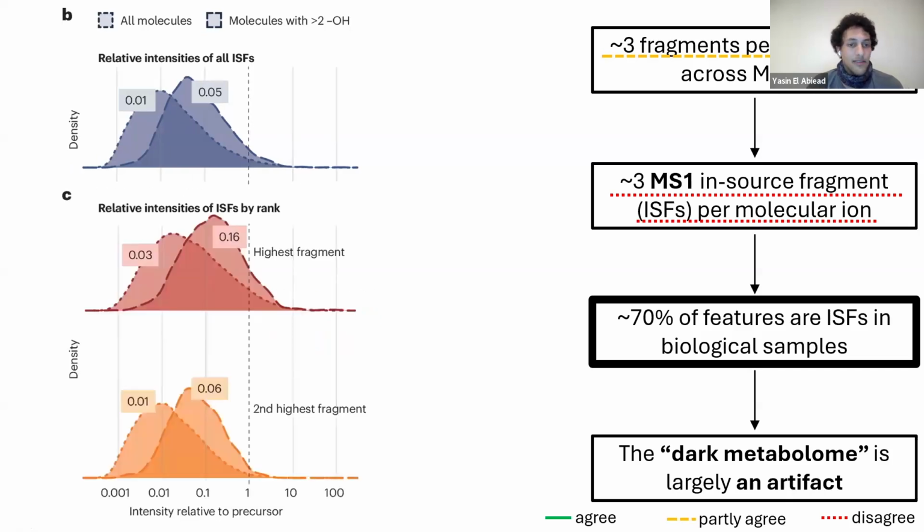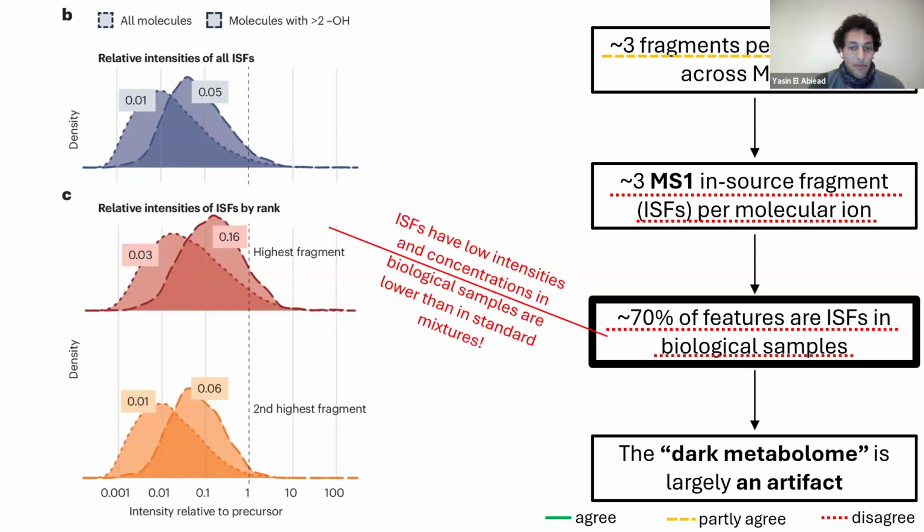And if we look at that in even more detail, so if we go by in-source fragment rank, here we would have the highest in-source fragment for each individual molecule. We would have a little bit higher median for the molecules with these two hydroxy groups, as well as for the general set of all molecules. We would have a little bit of a higher distribution. However, if we go to the second, we already drop. We see that we drop to lower values very fast. So in general, many of these in-source fragments just have a very, very low relative abundance.